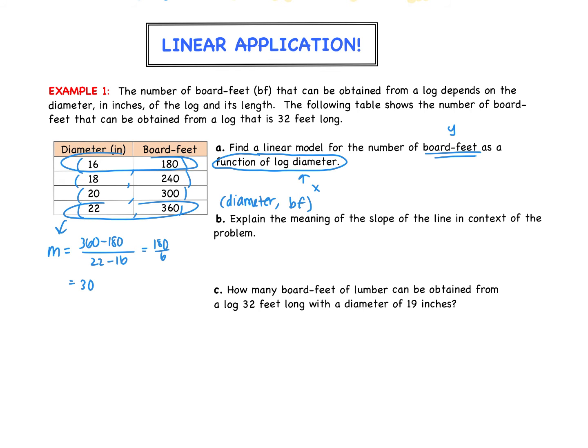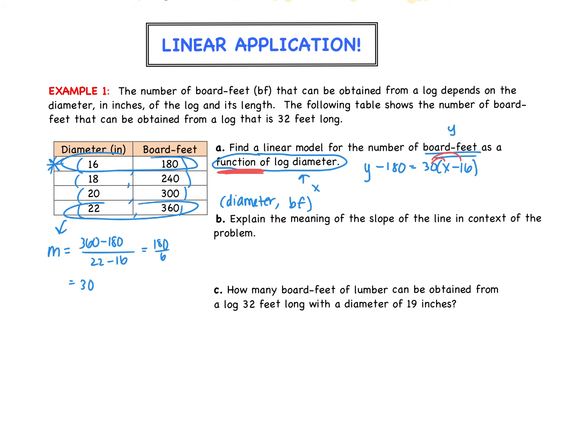For our model then, we need slope, which is 30, and a point. Doesn't matter which point you choose. I'm going to choose the first point. So our model becomes y minus 180 equals 30 times x minus 16. Okay, you know how 15 minutes ago I said just leave the equation like that, don't change it? This is the one time you actually have to solve for y. This is not considered a function. This is not a function because it's not y equals. So anytime that you see function, you have to solve for the variable.